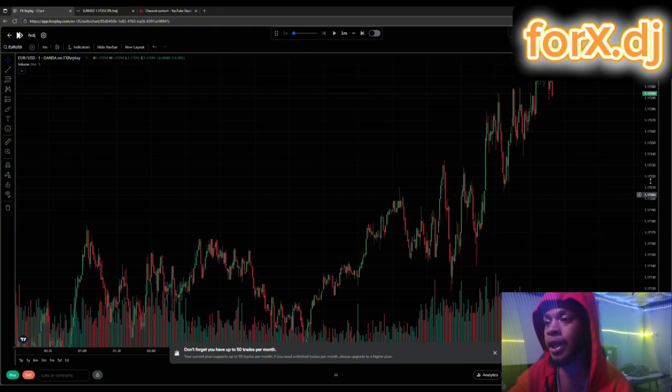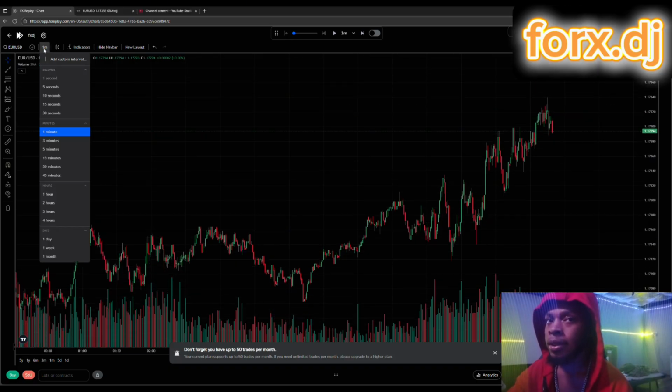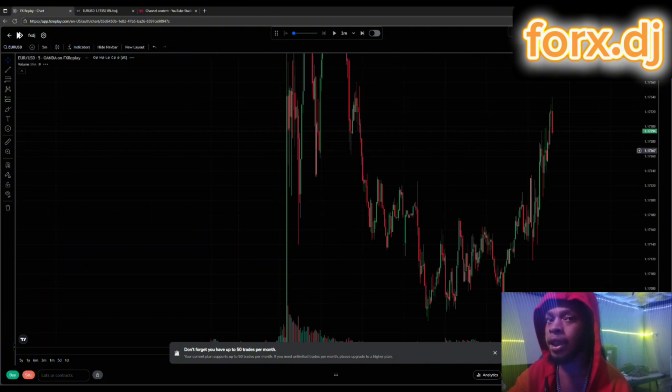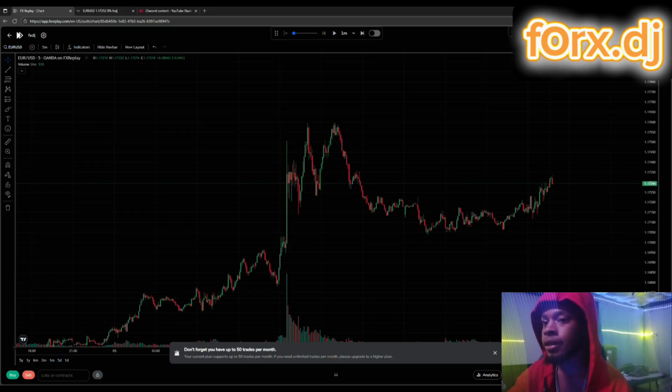This looks just like TradingView. Literally identical. Over here you got your time frames. I trade on the 5, so let's jump up to the 5.